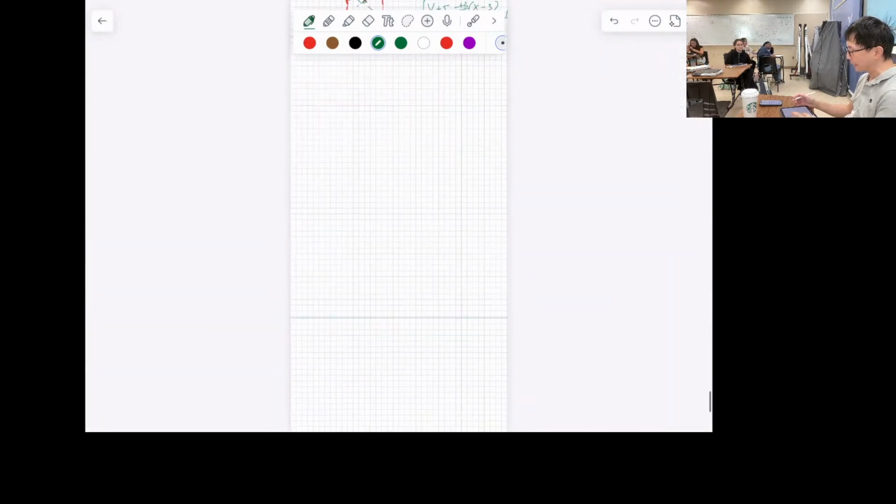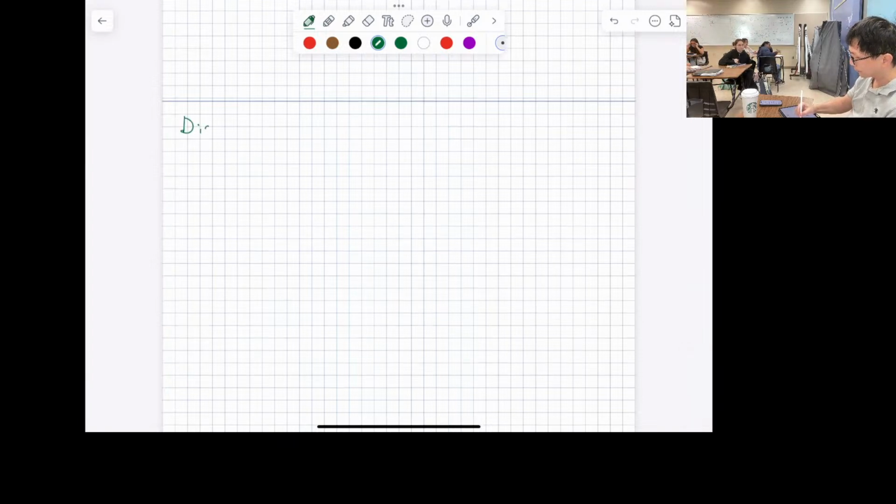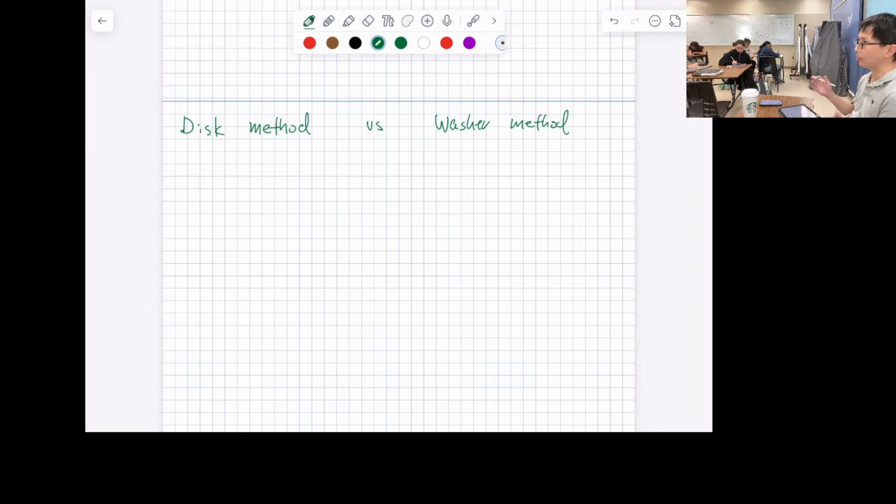Let's talk about two different things that we are gonna do. One is called disk. And the other is called washer. So we are gonna focus on disk and washer in one day. Usually it's taught throughout a whole week, but we have one day to learn this. You have a test on Thursday? Okay, so let's start with the disk method and washer method.